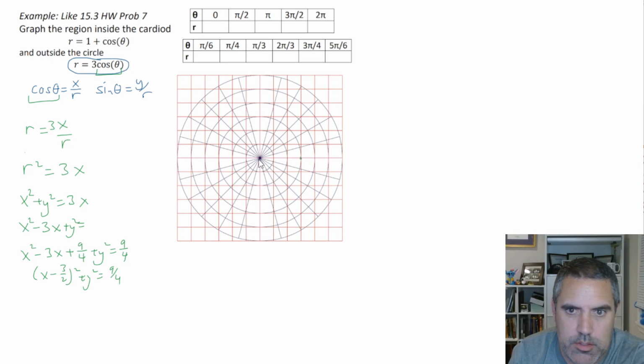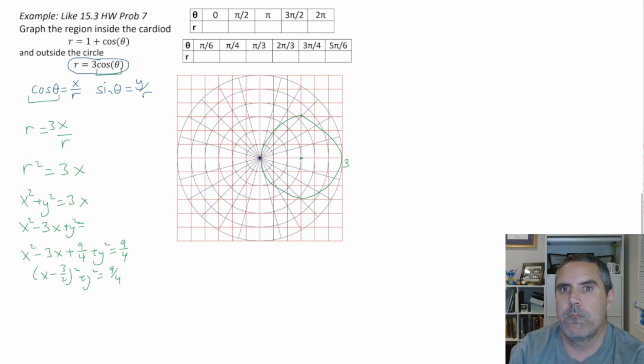wherever that is. So let's call this outer edge 3. So 3/2 is right in the middle there. And the radius is 3/2. So it actually looks like this. It's this circle. So it's a circle not centered at the origin. That's why it's more complicated.